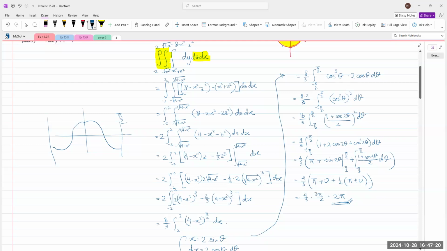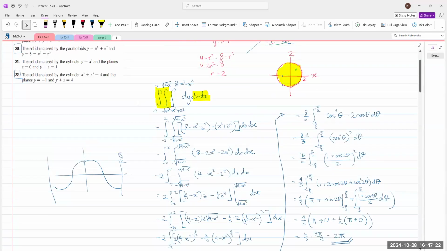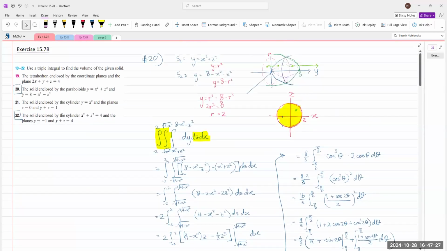Oh, that's a long integration, huh? That's if we need to do it that way. But if we look back, that's the first way to do it. Let me offer you another way to do this.